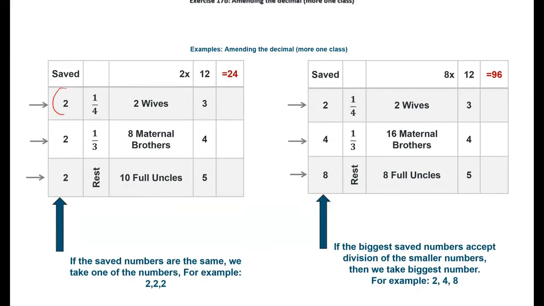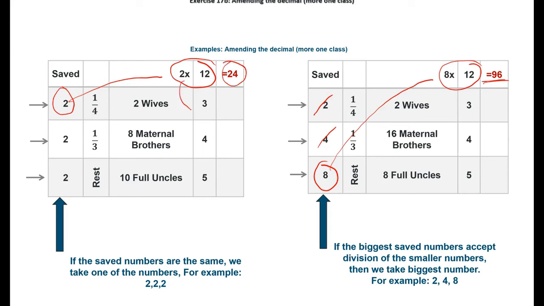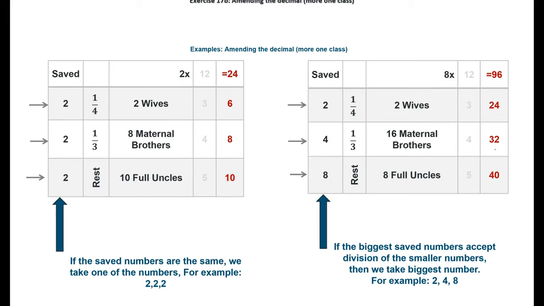In the first example, we take any, because they're all the same, and times it by the total share. In example number 2, we take the 8, because 8 can be divided by any of these smaller numbers. So we put the 8 on top of the total share. 8 times 12 equals 96. And 2 times 12 equals 24. And then we times this number by the numbers below. And then we get the result that you can divide the shares equally between them.